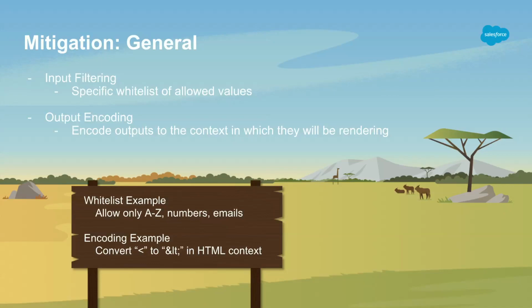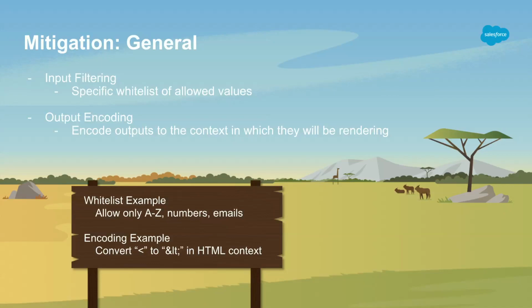In case of output encoding, I encode it into the context in which it's rendering. So if it's rendering in HTML context, then I'm going to use an HTML encoder. What it'll do is change the control character. Like if you see lesser than, it's going to be ampersand LT. So when the browser is rendering, it's going to know it's not a control character anymore. It's just basically user input. So that's a good mitigation.